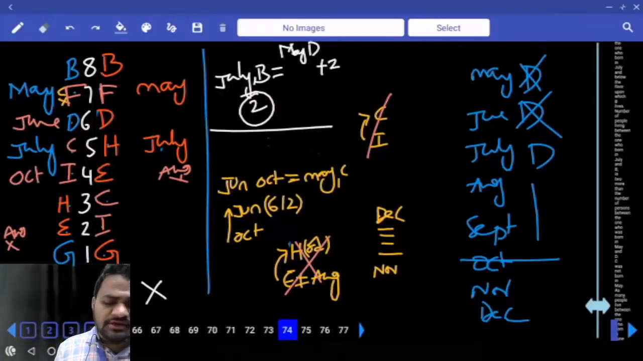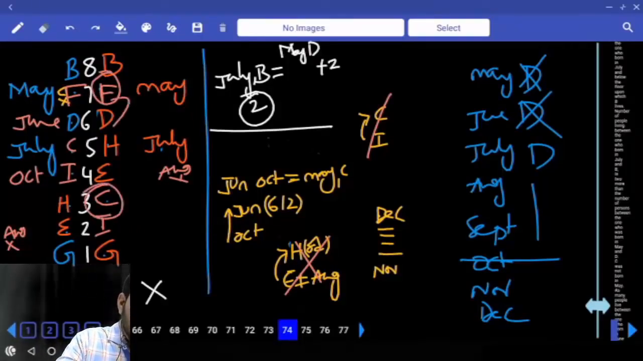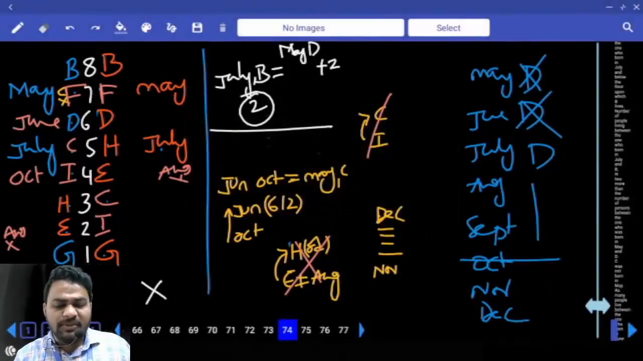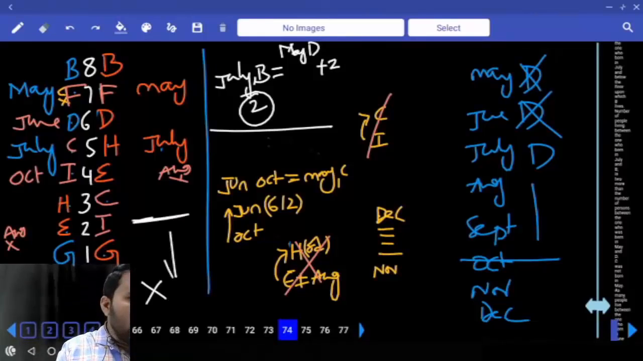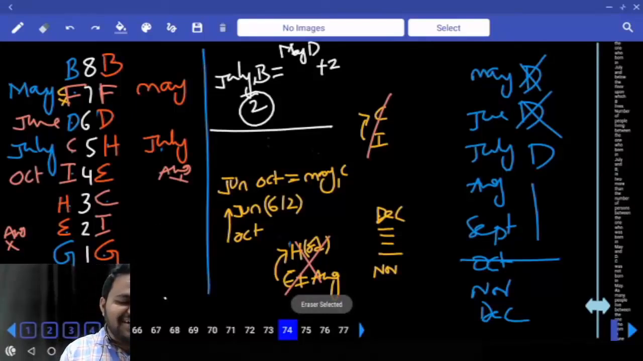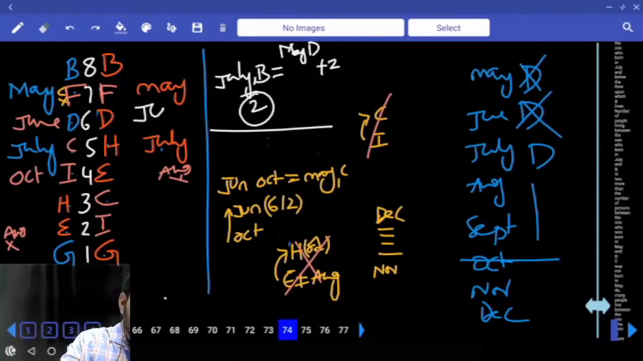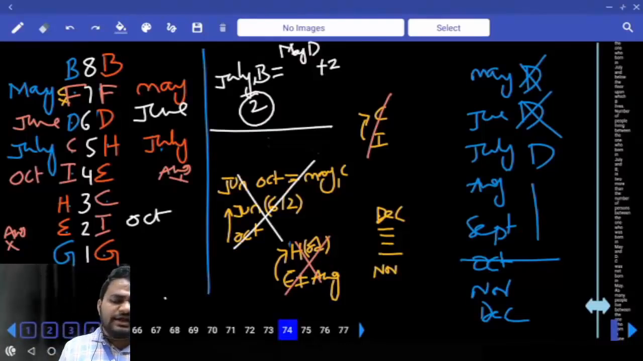Right side possibility: June and October, May, C. In between May and C, May is on the 7th floor, C is on the 3rd floor. In between them we have only 3 floors. As we have 3 floors, between June and October also you need to get only 3 floors. If June is here, below October, it is not possible. Yes or no? Yes. Then definitely June must be on the 6th floor. After 3 gaps, we need to place October. Now we have used this condition.